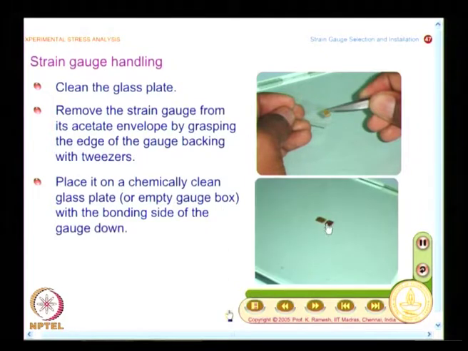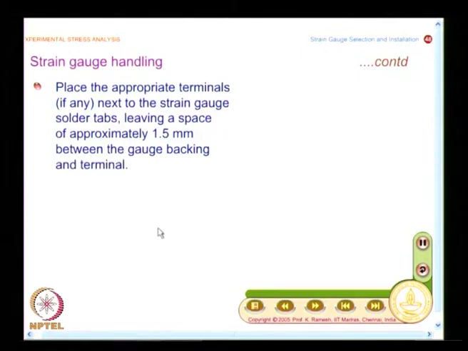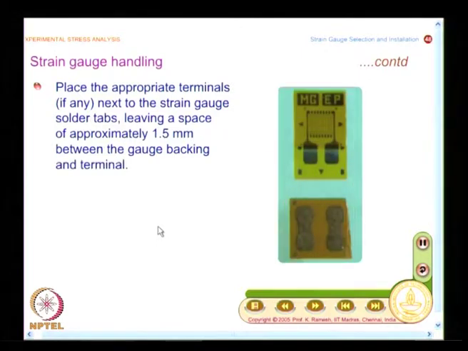And you also put the terminals and ensure that you keep it in such a manner that the bonding side of the gauge is down. And the focus here is how to simplify your aligning process, and in order to simplify your soldering, you also have additional terminals.